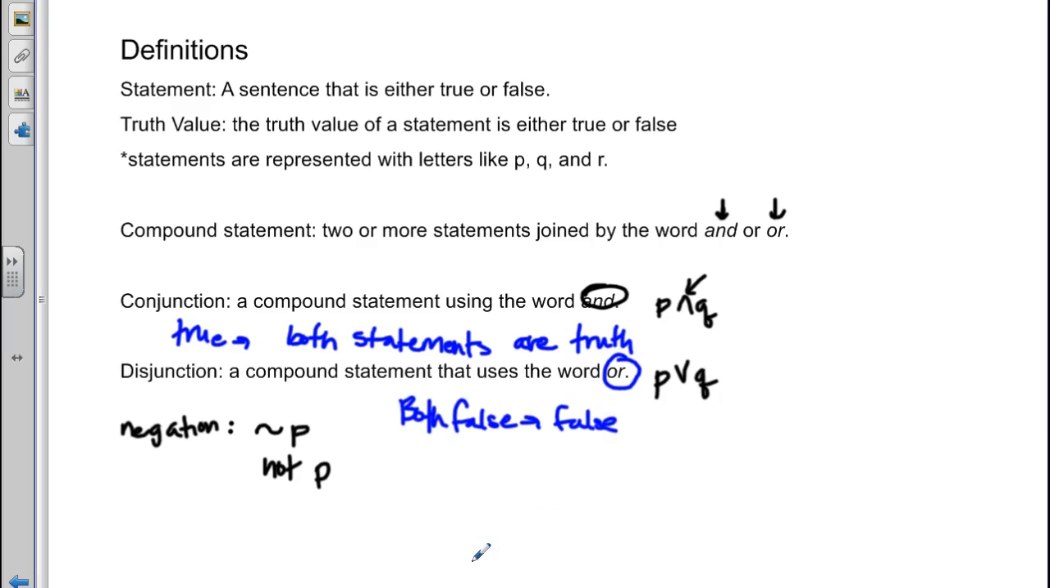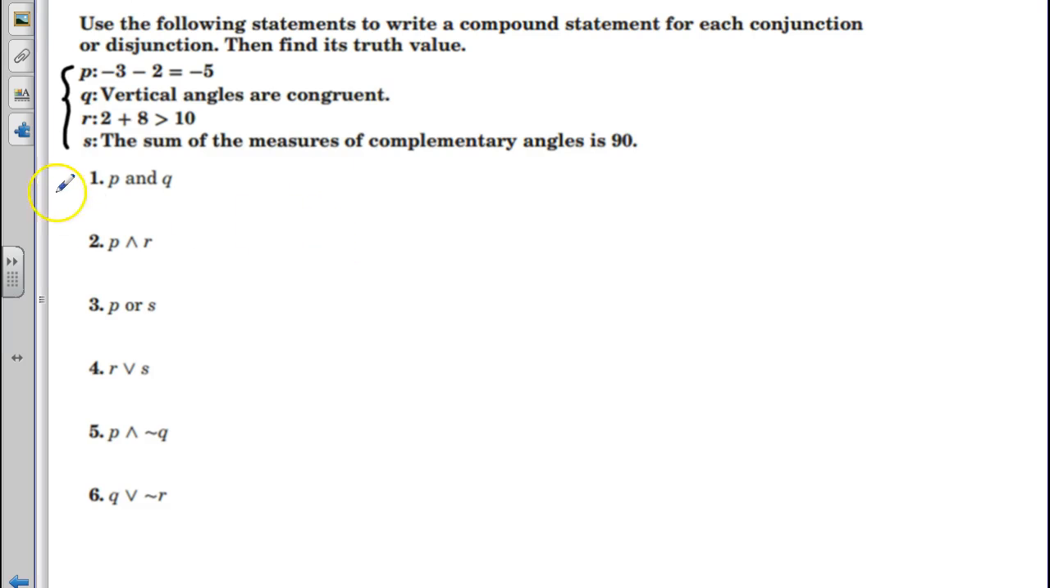So if they're both true, it's true. If one's true and the other's not, then it's still true. So on a disjunction, if you see the word or, the only way the truth value is false is if they are both false. So we'll look at that right here. P and Q. All right, so this is a conjunction because it has the word and.